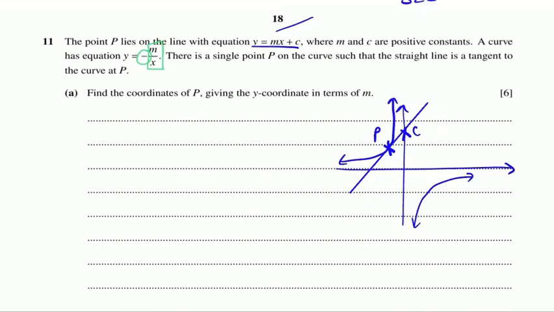Okay, there is a single point P on the curve such that the straight line is tangent to P. Find the coordinates of P, giving the y coordinate in terms of M. All right, so we need to find the coordinates, so we need to give them an x and a y coordinate, but it's going to be in terms of M.